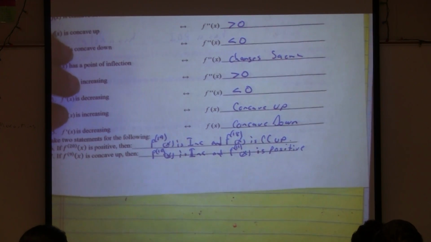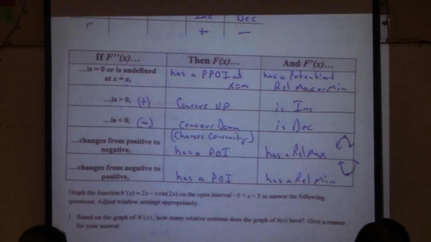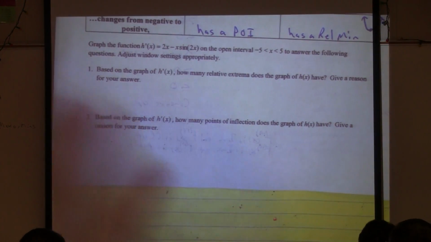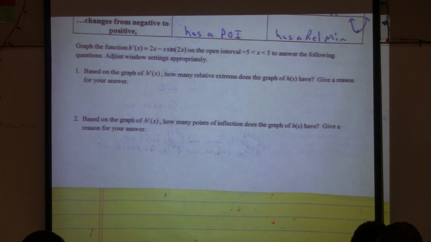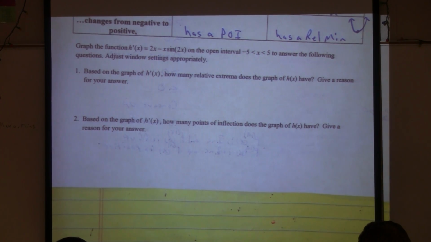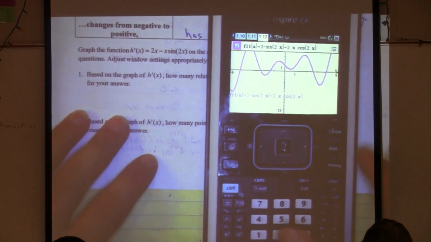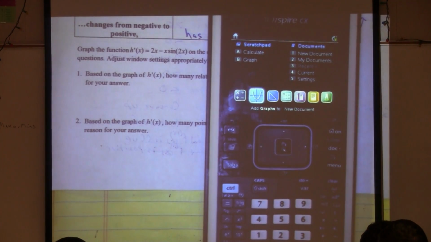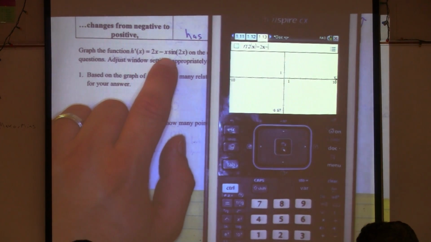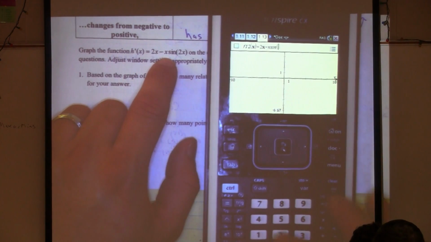Good? Got it? Alright. So now let's go to the calculator and do a little exploration there. Okay? So go ahead and go to your calculator and I want you to type in this function under the graph app. I want you to type in the graph of this derivative. Okay? So open up a graph page and type in this equation. 2x minus x sine of 2x.